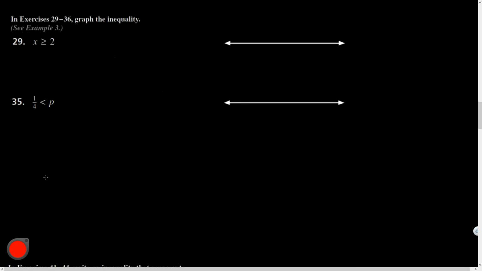Question 29. Graph the inequality. So guys, watch how easy my inequality graphs are. Here's 0. Here's 2. All right, x is greater than or equal to 2. Is that a closed circle or open circle? Closed circle at 2. Why is it closed? Yeah, because it includes. And greater than is to the right. There we go. All right.